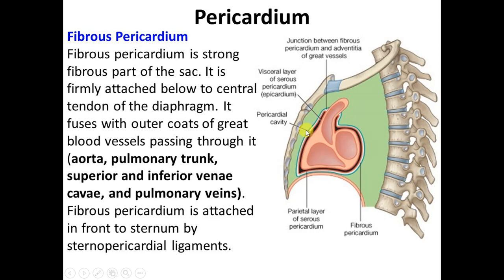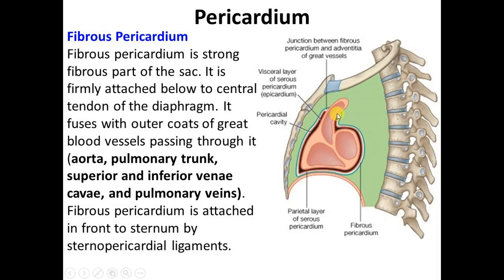So what is the fibrous pericardium? Here we can see in this diagram that this fibrous pericardium, this blue line, is enclosing the whole of the heart, and below it lies over the diaphragm, where it is firmly attached. It cannot be separated. This fibrous pericardium cannot be separated from the central tendon of the diaphragm.